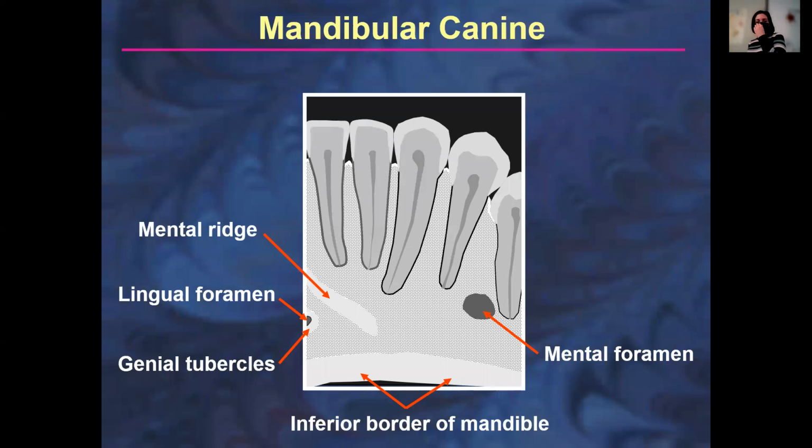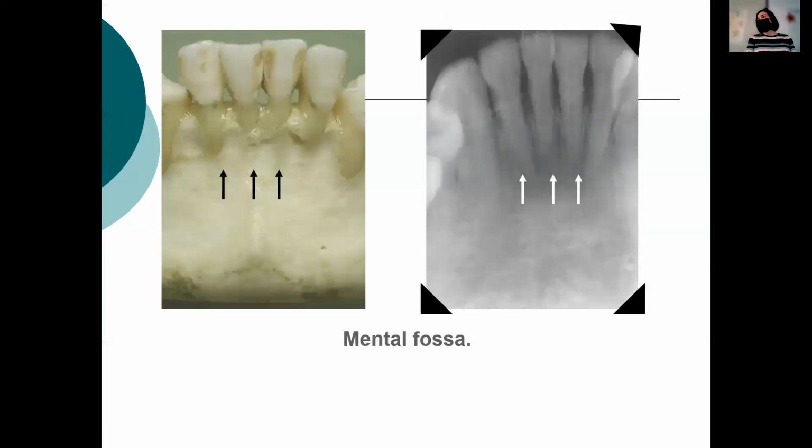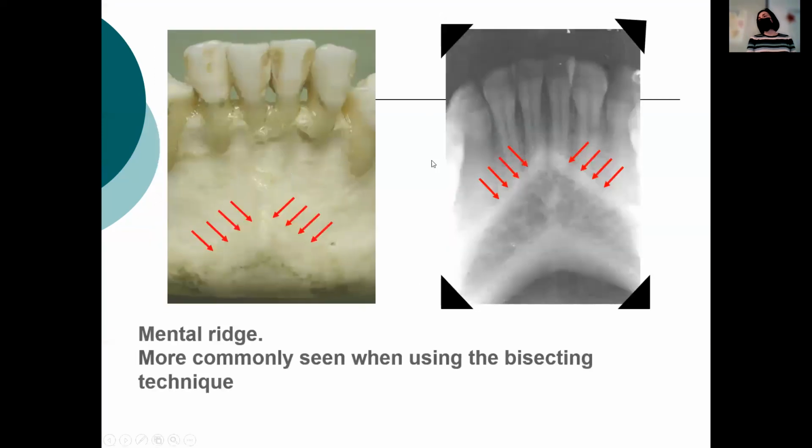So the mandibular canine is going to show the inferior border of the mandible, which you can see sometimes if I back up to that one film here. This is the inferior border of the mandible. This is just soft tissue for the mouth, but this is the inferior border of the mandible as well.